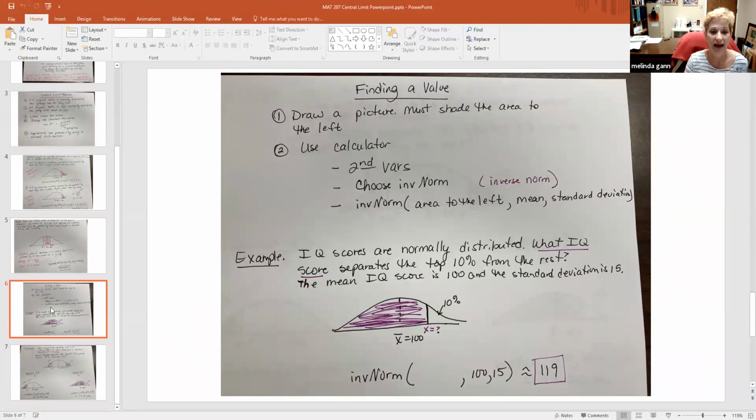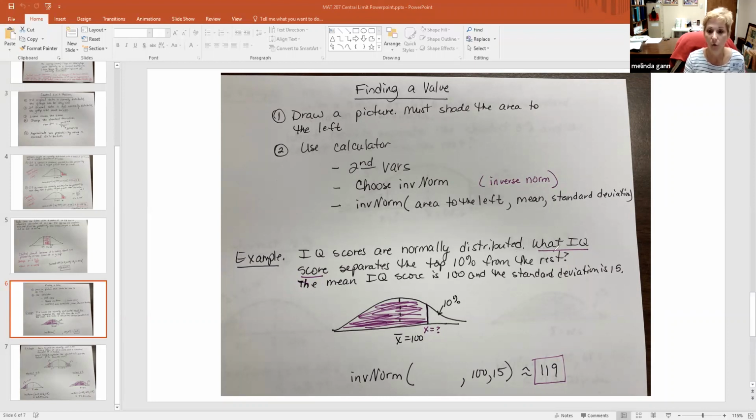The example says IQ scores, I know you're tired of them, but oh well. IQ scores are normally distributed. The mean is 100 and the standard deviation is 15. I'm not going to expect you to remember that. I'm going to tell you. It says, what IQ score separates the top 10% from the rest? See, nowhere in that problem does it say find a probability.